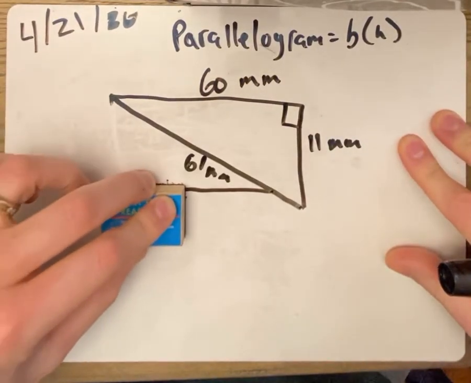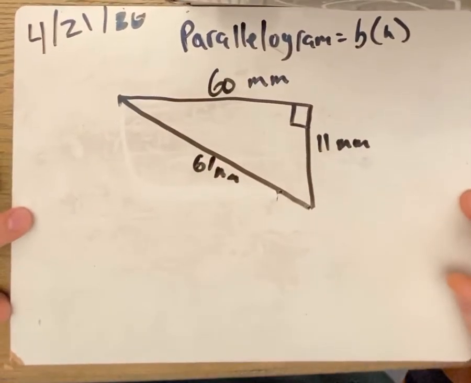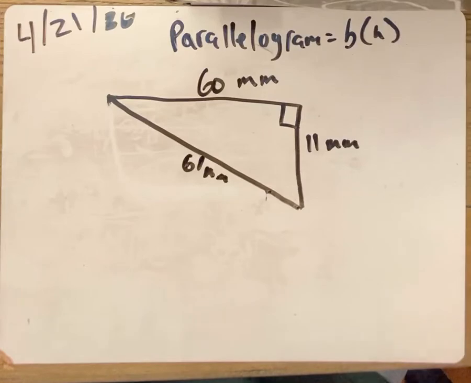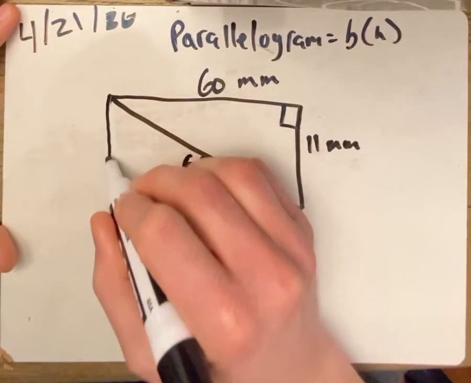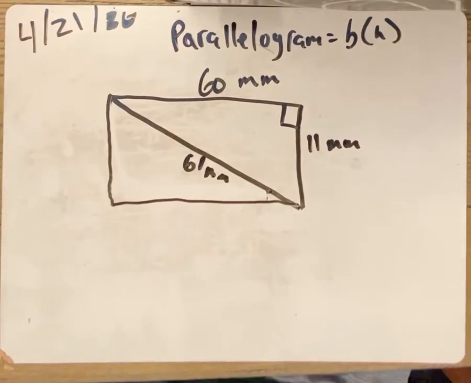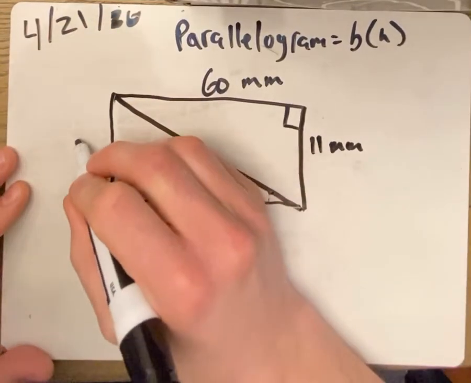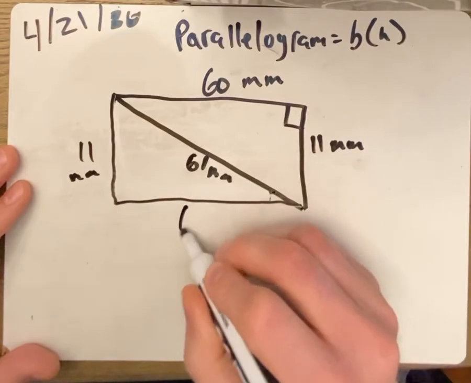Now, when we're working with triangles, remember, we only need the base and the height. So if you're confused about which is the base and what is the height, you can always make a rectangle around our shape to tell us which is which, right? Because look, if this is 11, this is 11, right? And if this is 60, this is 60.